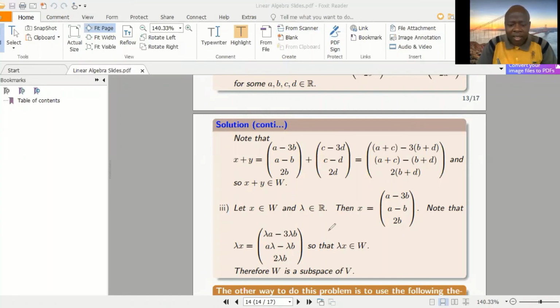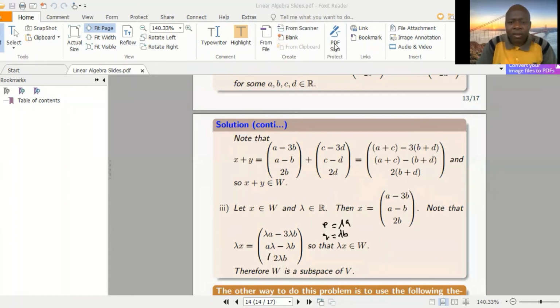So that means in this case, my p is lambda a, and my q is lambda b. So that I have p minus 3q, and this is p minus q, and this is 2q. That means this product again is in the required format.